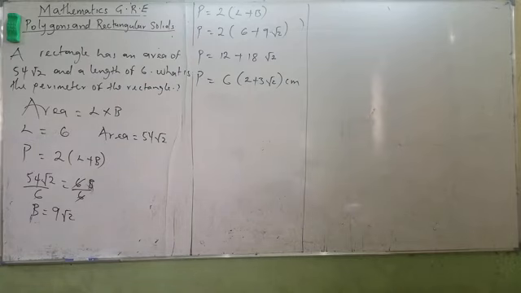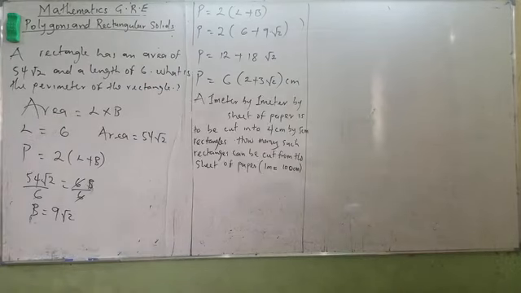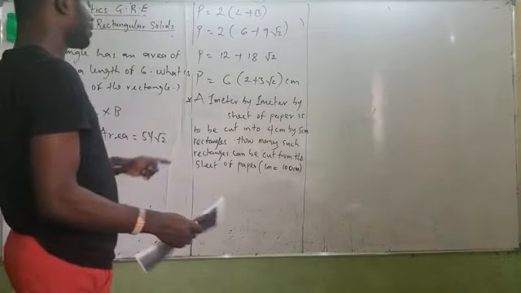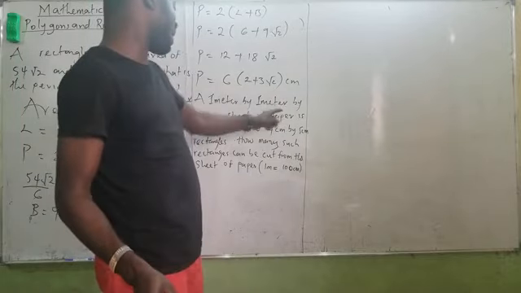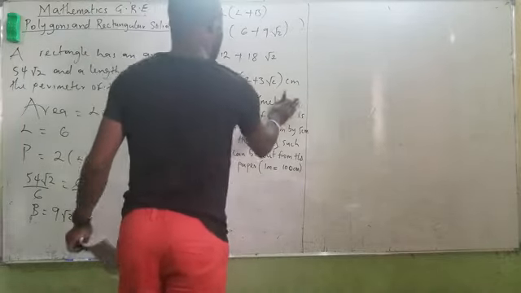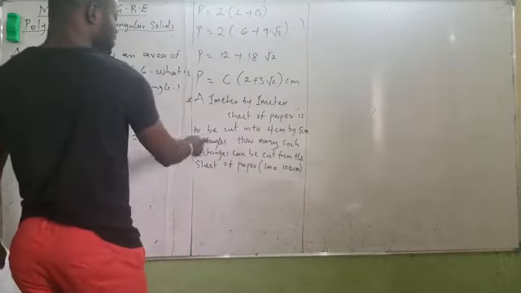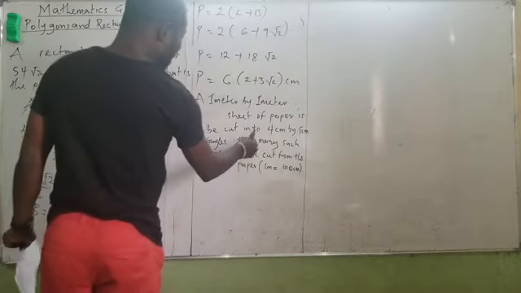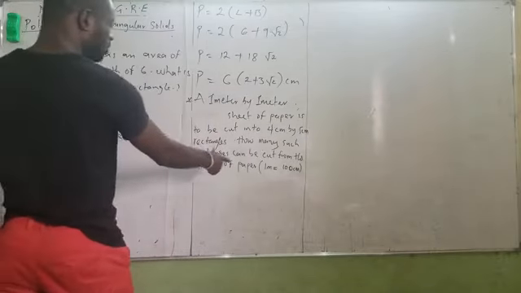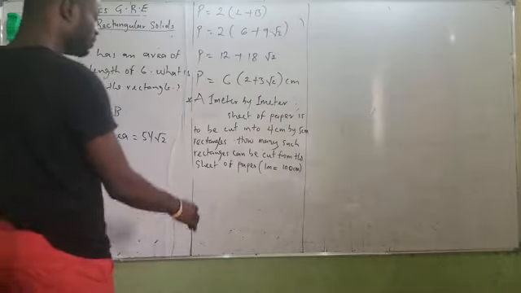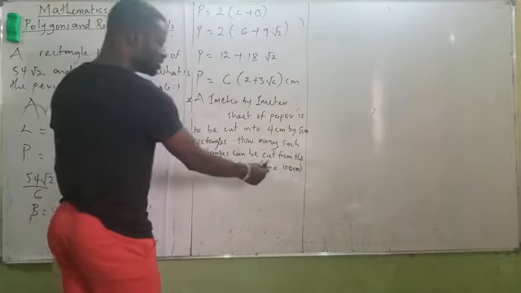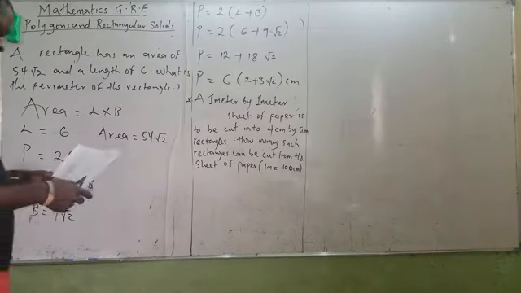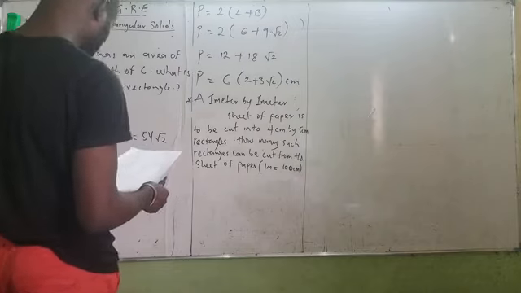Permit me to write out this question because it's a bit long. Now, look at this very nice question. The question says that a 1 meter by 1 meter sheet of paper is to be cut into 4 centimeter by 4 centimeter rectangles. How many such rectangles can be cut from the sheet of paper? Taking 1 meter to be 100 centimeter. Now, this is a very nice question that somebody can ask.